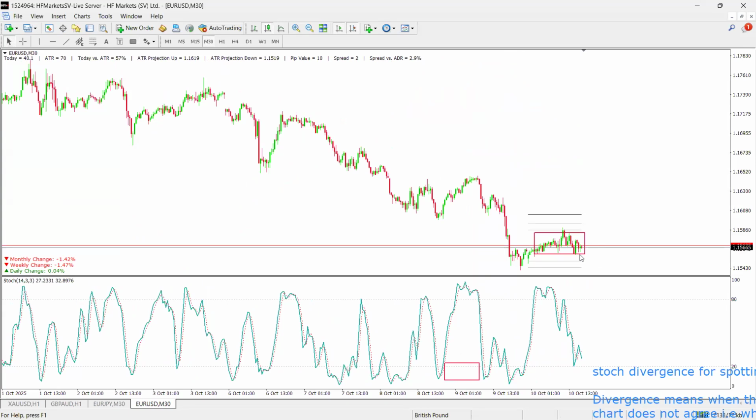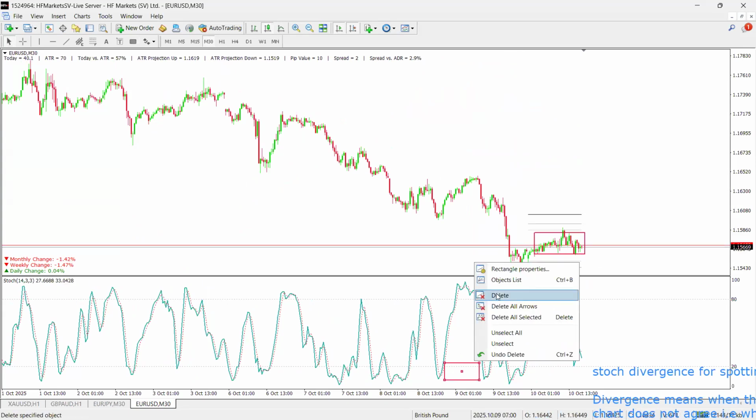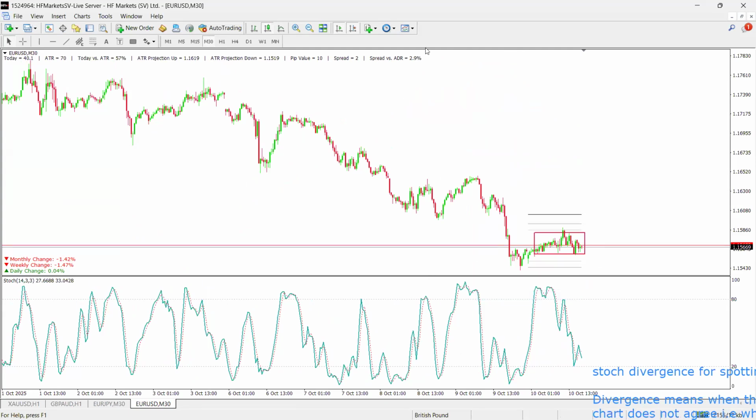Let us see if there is a divergence on stochastic, for example. Let's see where we have from somewhere around here. Let's start from here as a support, and also mark that out somewhere around here on the stochastic as a support level, right?